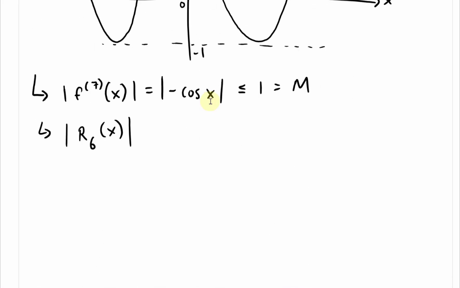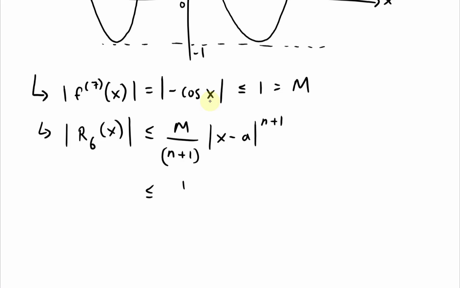So this is going to be less than or equal to M over n plus 1 factorial, times the absolute value of x minus a to the n plus 1. In our case, it's less than or equal to 1 over 7 factorial. Now x minus a, the a is 0, since this is just a Maclaurin series. It's going to be the absolute value of x to the power of 7. Remember, 7 factorial is 5040.